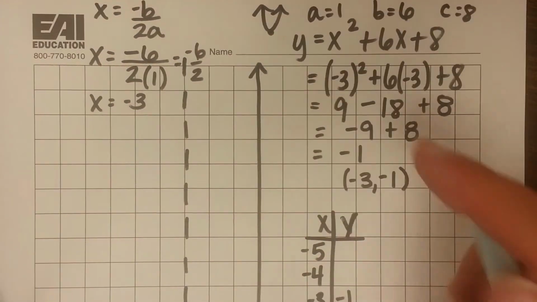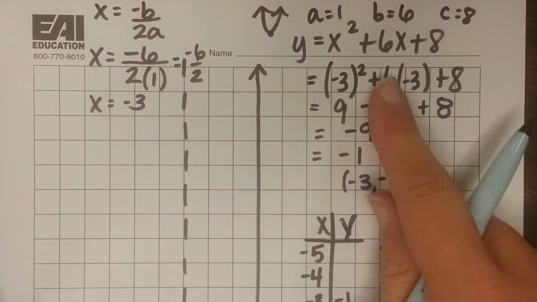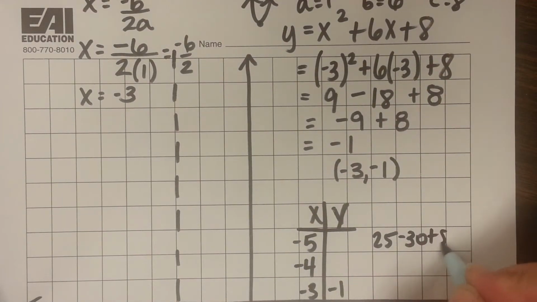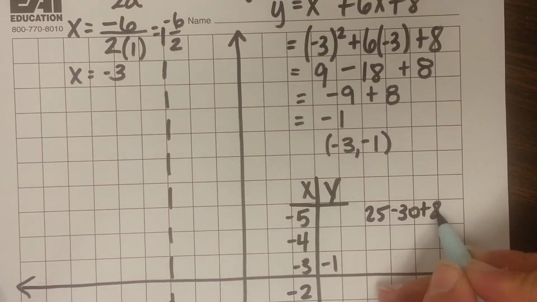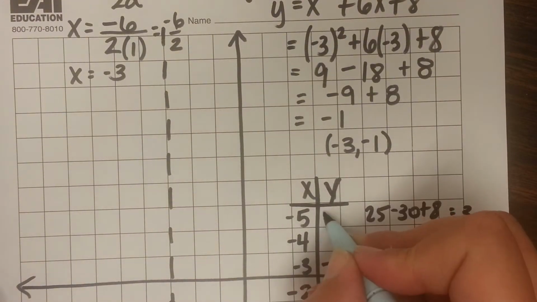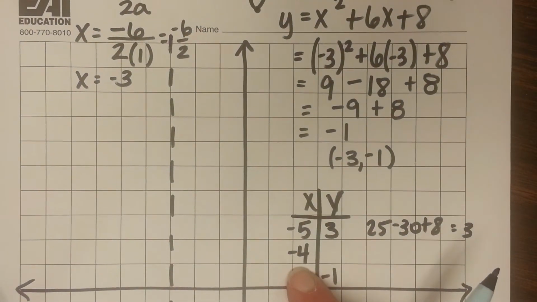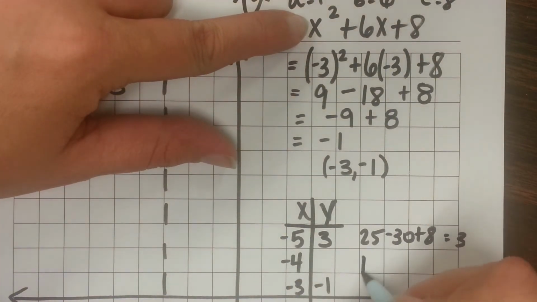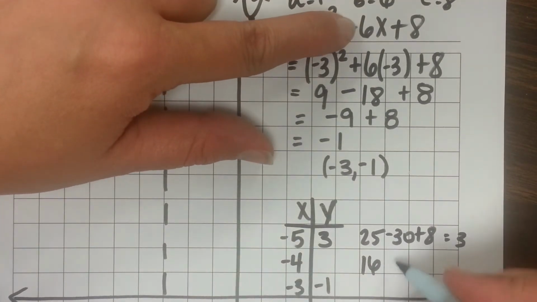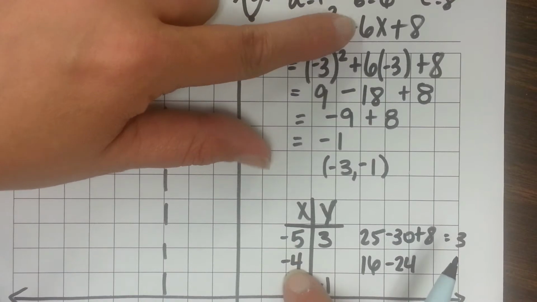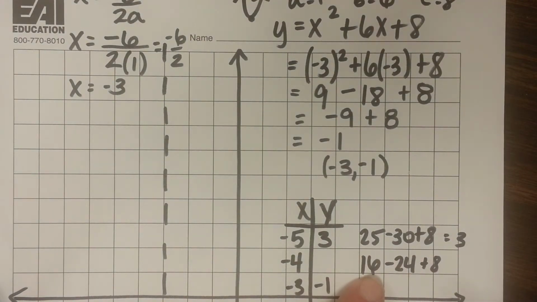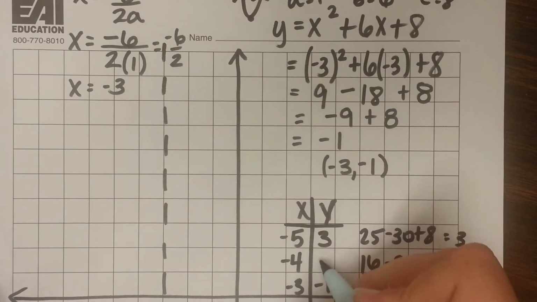We have negative 5 squared, which gives us 25. And then 6 times negative 5, which is negative 30. And then we have a plus 8 at the end. So if we simplify that, 8 and 25 is 33, minus 30 gives us a 3. We'll do the same thing for negative 4. Negative 4 squared is 16. Negative 4 times 6 is negative 24. And at the end, I just have a plus 8. So 16 and 8 is 24. Minus 24 gives me 0.